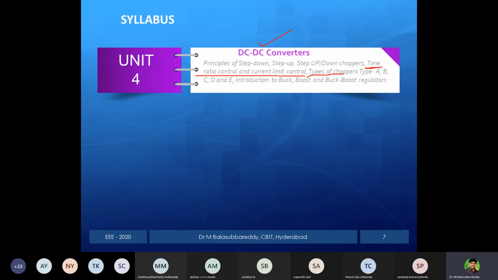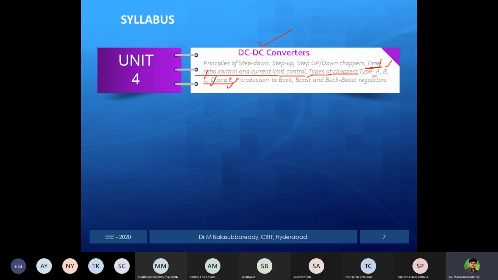And there are types of choppers, another topic. All are very small and simple things. There is type A, type B, type C, D and E. So there are different types of choppers. We'll see that type A is first quadrant, type B is second quadrant, type C is first and second, type D is first and fourth, type E is all 4 quadrant operation. So like that.